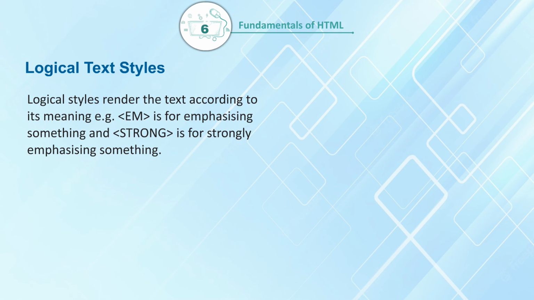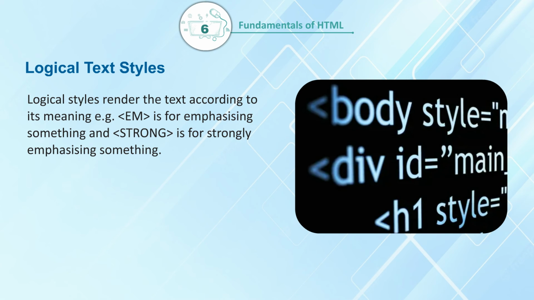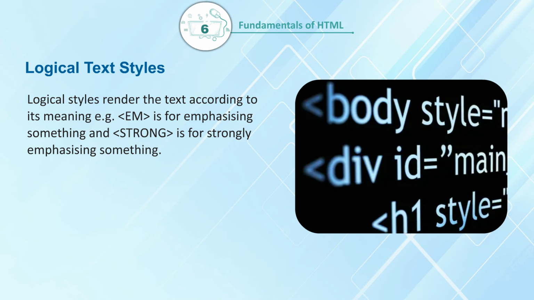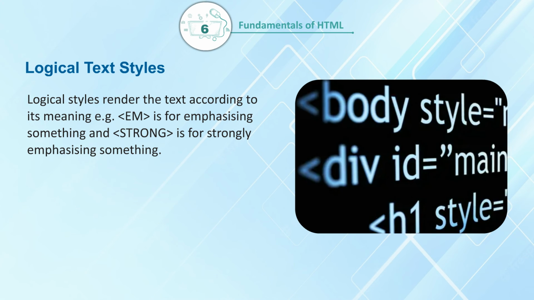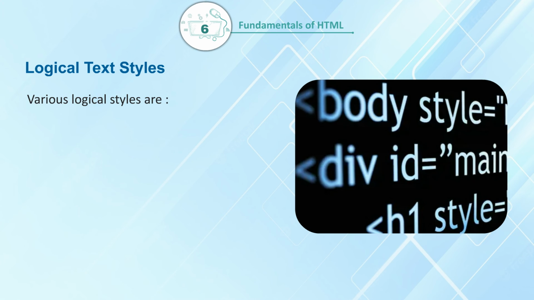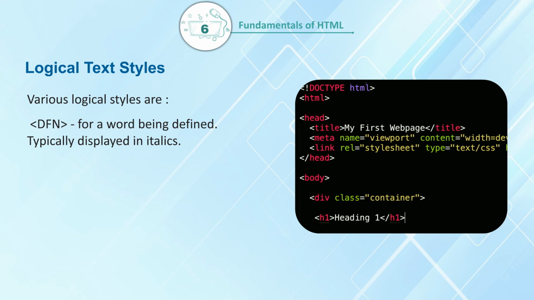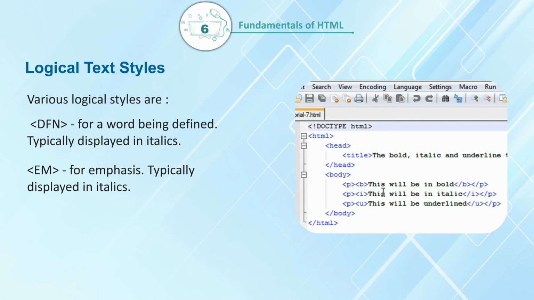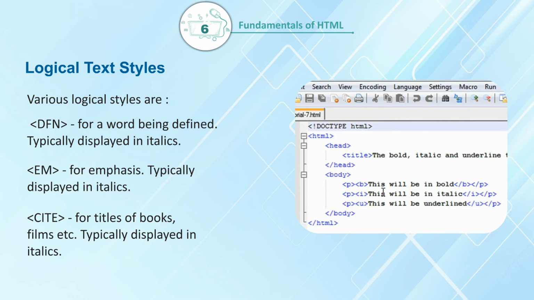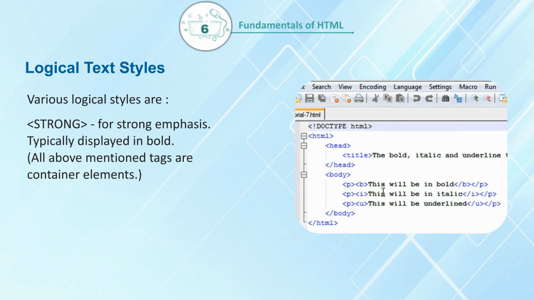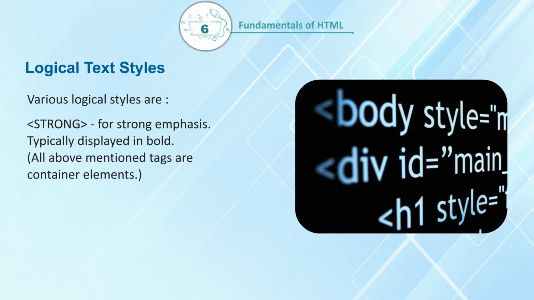Logical text styles. Logical styles render the text according to its meaning. For example, EM is for emphasizing something and strong is for strongly emphasizing something. Various logical styles are DFN, for a word being defined, typically displayed in italics. EM, for emphasize, typically displayed in italics. CITE, for titles of books, films, etc., typically displayed in italics. Strong, for strong emphasize, typically displayed in bold. All above mentioned tags are container elements.